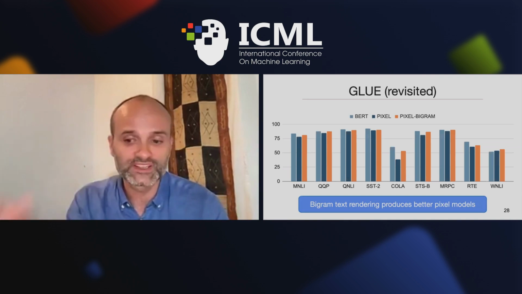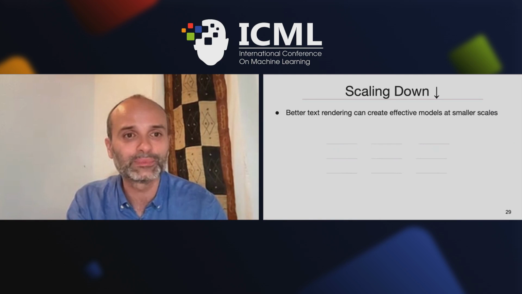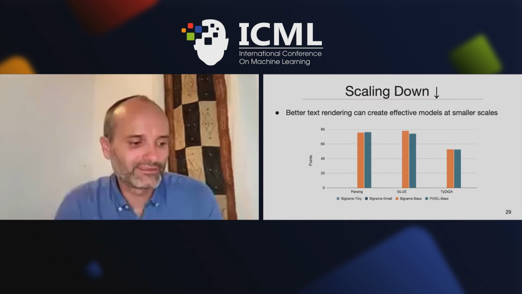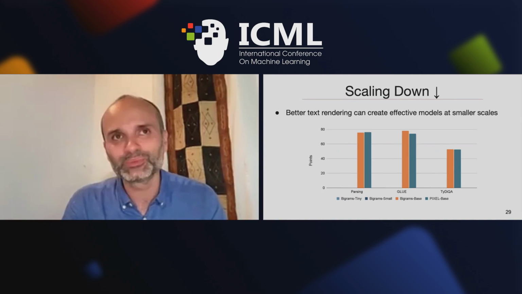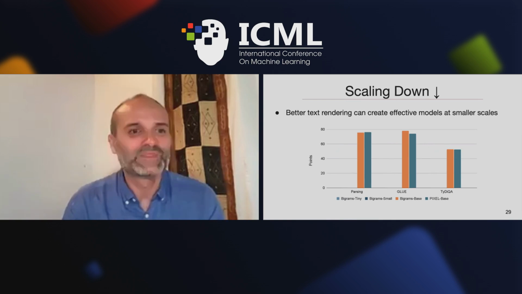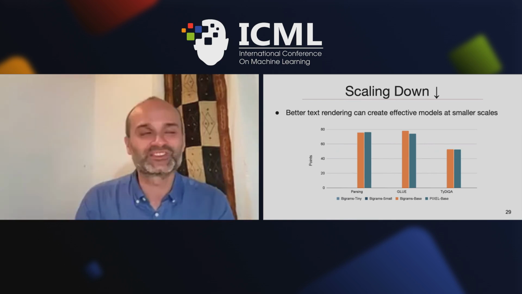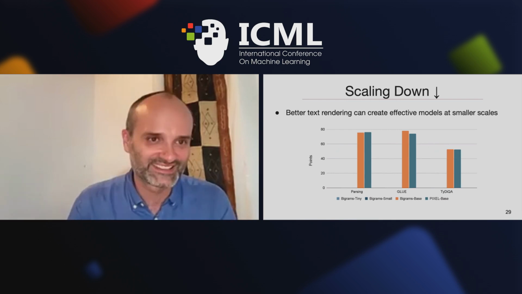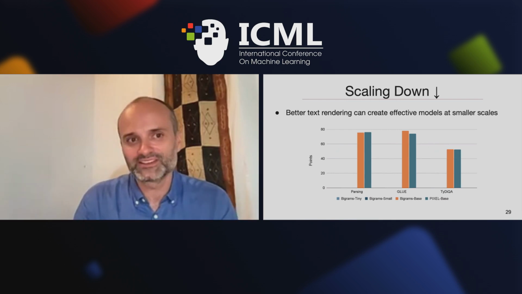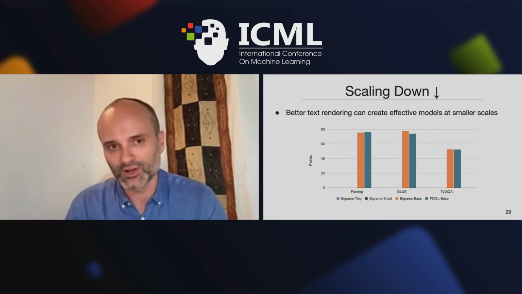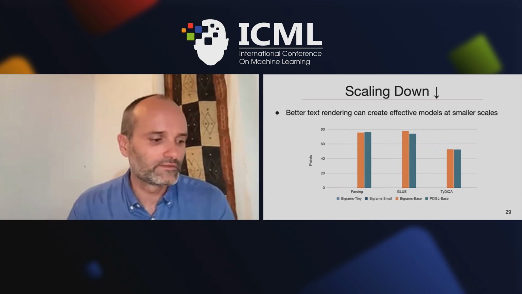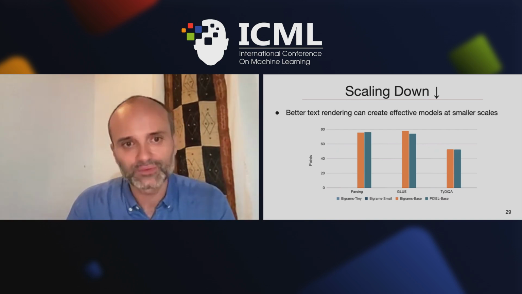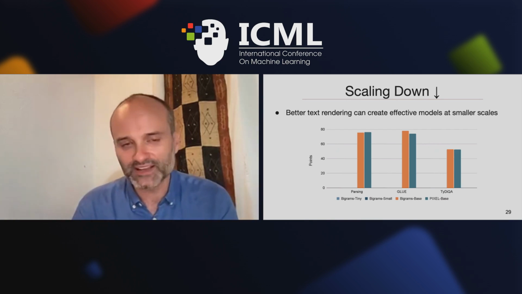Another thing that we explored in this paper, and I'm really quite excited about, is scaling down language models. I think that, when we're building tokenization-free language models, we can think a little bit about who we're building them for. And having small models is going to be useful for so many people in so many different contexts. And with better text rendering strategies, we can create really effective models at smaller scales. So here I'm showing the averaged performance across the collection of dependency parsing datasets, all of the GLUE benchmark, and the TyDi QA question answering dataset.